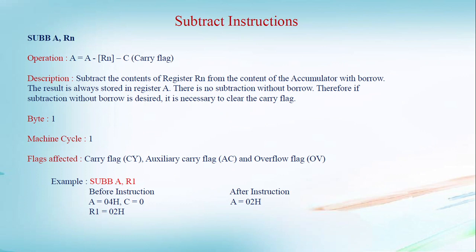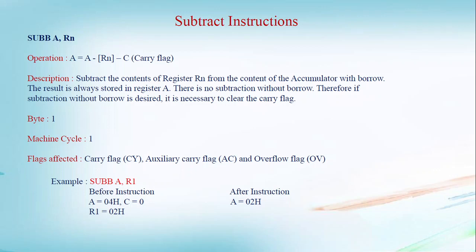Now let us see the subtract instructions. Syntax is SUBB A, Rn, which means subtract the contents of register Rn from the content of the accumulator with borrow, and the result is always stored into register A only. There is no subtraction without borrow. Therefore, if subtraction without borrow is desired, it is necessary to clear the carry flag. It requires 1 byte and 1 machine cycle.